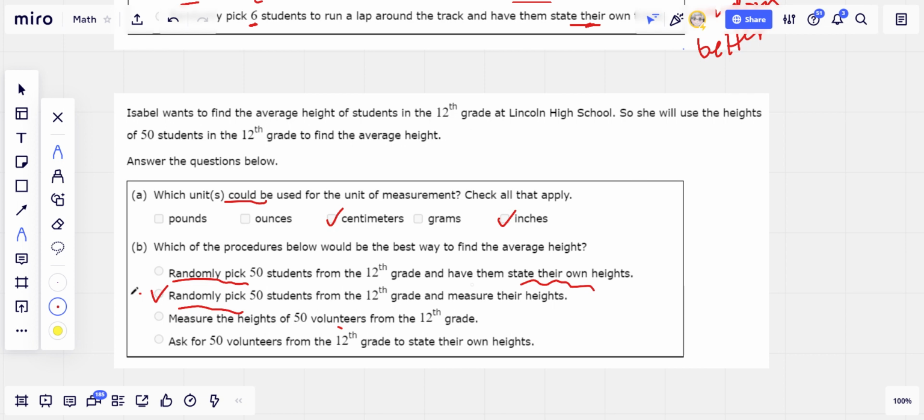So that is a little bit of work with how to design studies to get data that's going to be more accurate and representative.